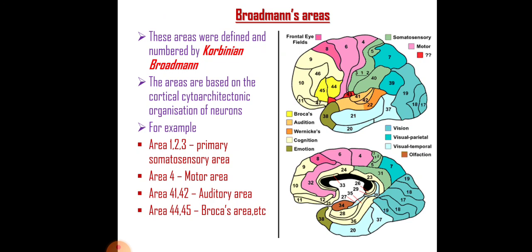Then we come to the Brodmann's areas. These areas were well defined and numbered by Korbinian Brodmann. The areas are based on the cortical cytoarchitectonic organization of neurons. For example, areas 3, 1, 2, that is 123, is the primary somatosensory area. Area 4 is the motor area. Areas 41 and 42 are the auditory areas, and 44 and 45 are the Broca's areas, that is, the motor speech areas. So these different areas are concerned with different functions, either sensory or motor.